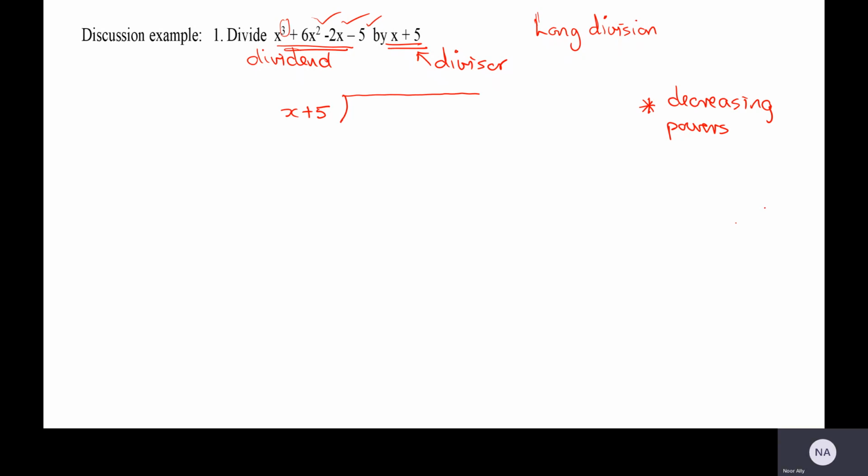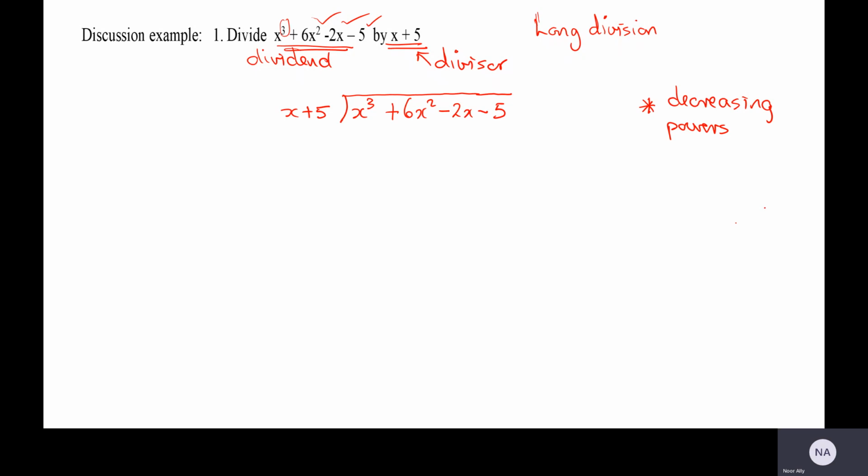Now, very important. If you are given a polynomial and one of the terms is missing, leave a gap in the long division process. So in this case, my dividend is x cubed plus 6x squared minus 2x minus 5. And I haven't left any gap because I have all the terms starting from the highest degree, 3, then 2, then 1, then minus 5.